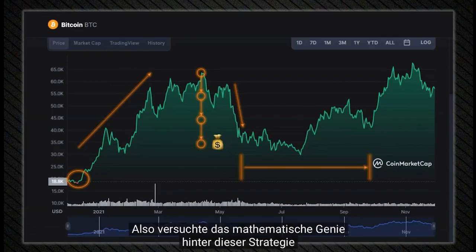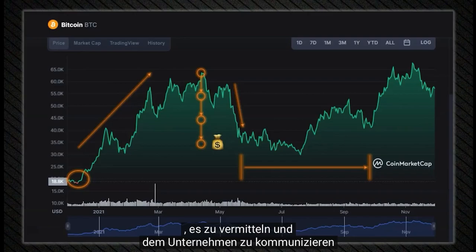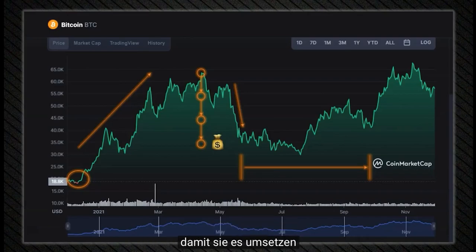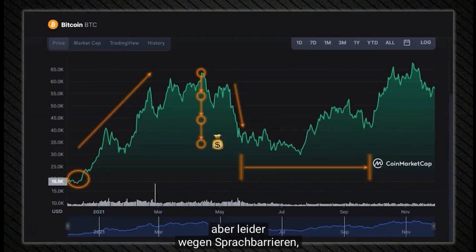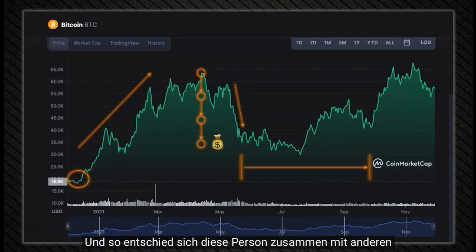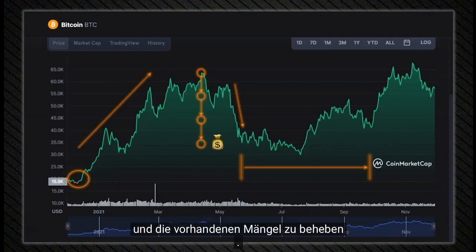So the mathematical genius behind this strategy tried to convey it and communicate it to the company, give that constructive feedback so that they could implement it and the whole customer base could benefit. But unfortunately, because of language barriers, because of no channel of communication there, it did not come to pass. And so this individual, along with others, decided to go their own way and start work on their own company and solve the deficiencies that were present.